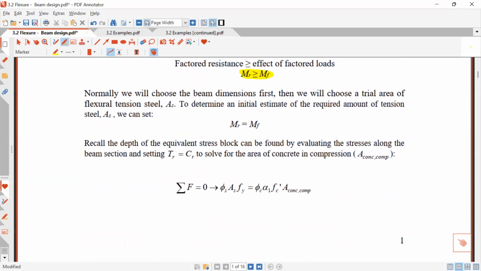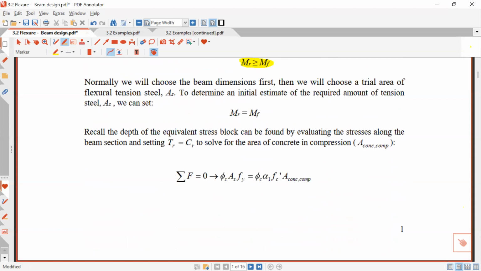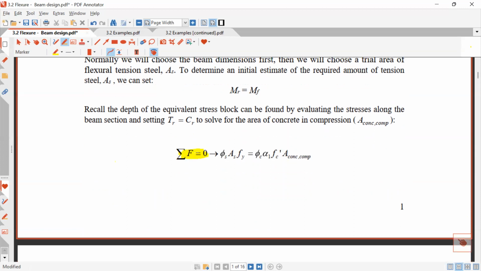Okay. So this is one way to do it, but there's a way to solve for this AS using different methods. So we have to remember how we did our beam analysis. How did we do our beam analysis? We took sum of forces equal to 0. We set the tension force in the steel equal to the compression force in the concrete. So we did this before.